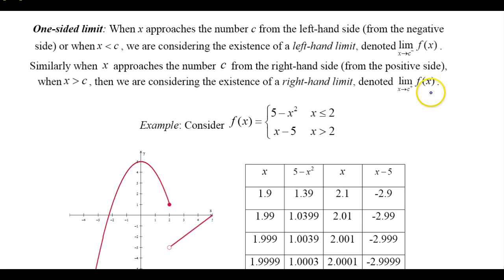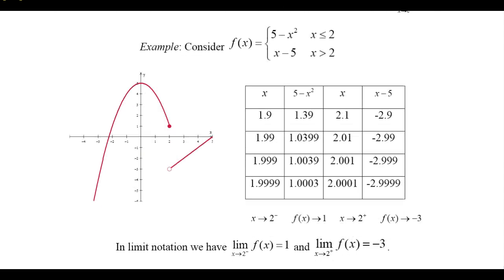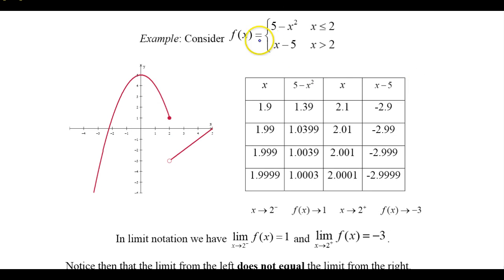So let's take a look at an example. And the best examples for considering one-sided limits are piecewise functions. So let's go ahead and take a look at this problem. We have the piecewise function f of x equals 5 minus x squared when x is less than or equal to 2, and x minus 5 when x is greater than 2.